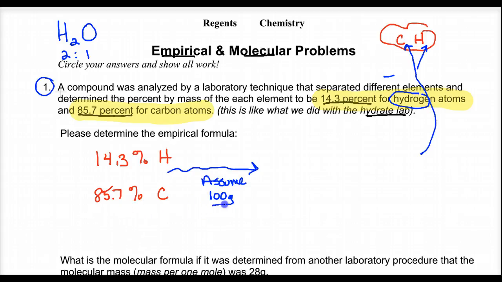So I'm going to pick a 100-gram sample so that I know that 14.3% of 100, you guessed it, is 14.3 grams of hydrogen atoms. And 85.7% carbon out of 100, or 85.7% of 100, is of course 85.7 grams. Looky here. We made our percentages equal grams if we assumed a nice round number.